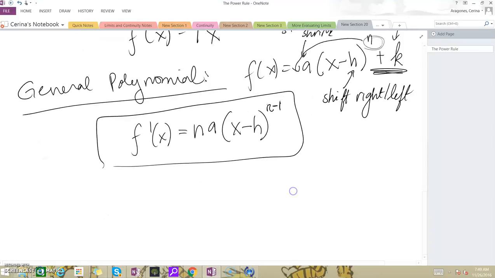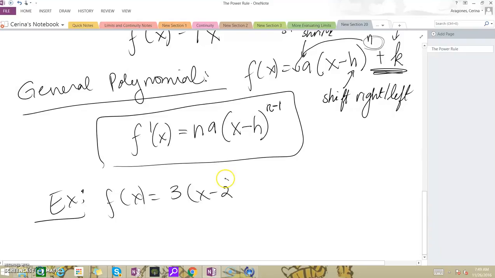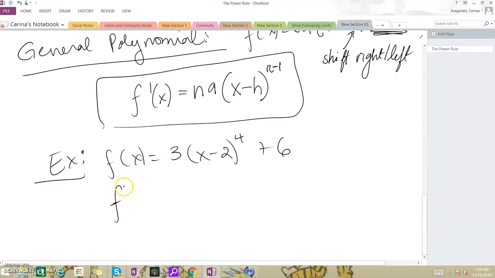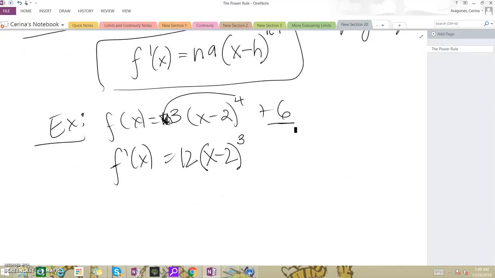Let's do a couple examples of that. So let's say, for example, you had f of x equal to 3 times x minus 2 to the 4th plus 6. Your f prime of x, well, you'd bring down your 4, so it'd be 4 times 3, which is 12. And then you'd be left with x minus 2, and then you'd subtract 1 from the power, so it becomes 3. This becomes 0, so you're left with 12 times x minus 2 cubed.